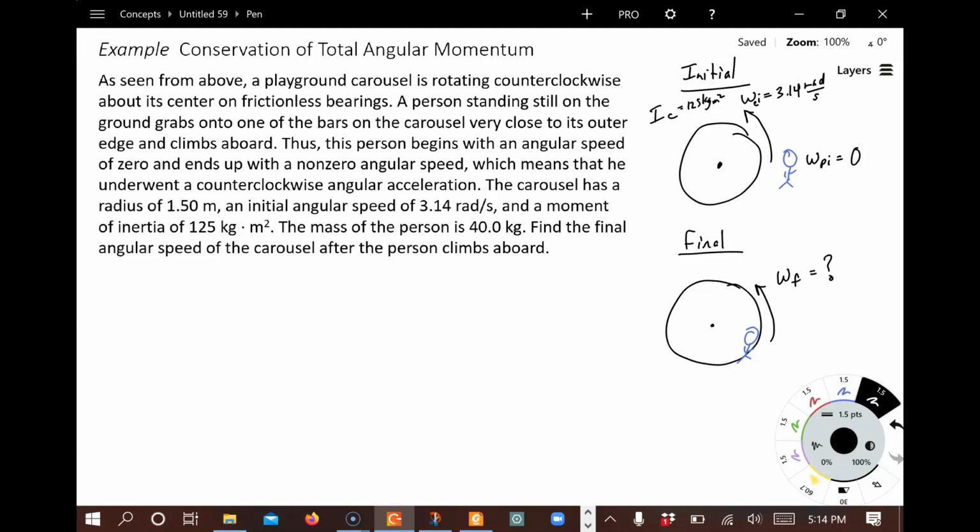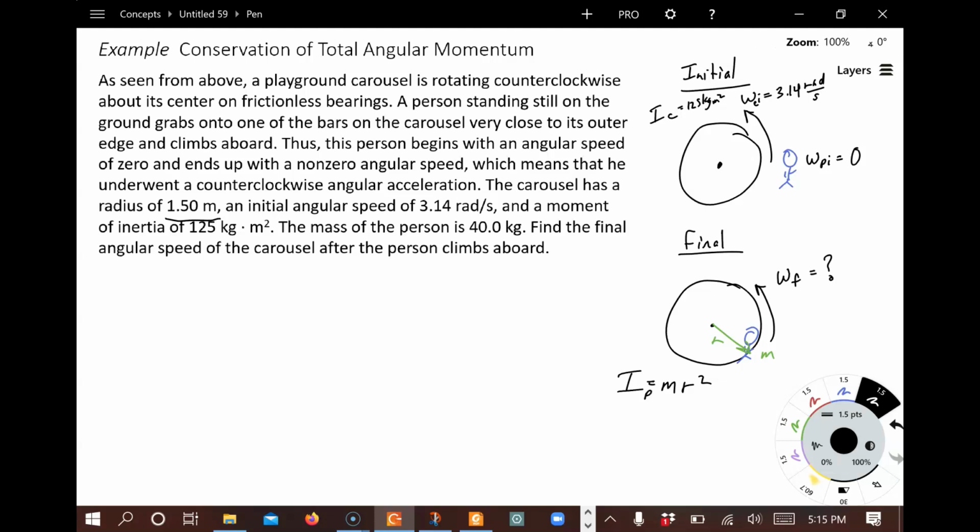So for the person, we can consider that person to be a point mass. Here's the radius from the center of the carousel out to that person, r. And the mass of the person here is m. And so the moment of inertia for a person with point mass m, that's going to be m times r squared. And in this case, we know what the value of r is, right? r is equal to 1.5 meters. So this is for the person.